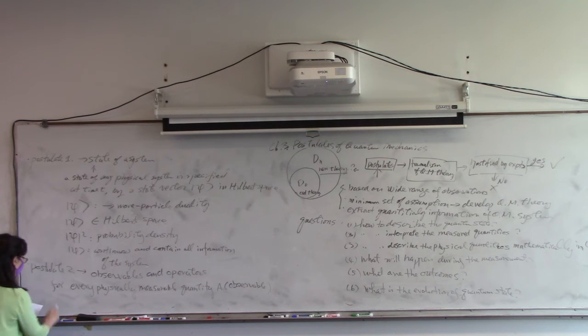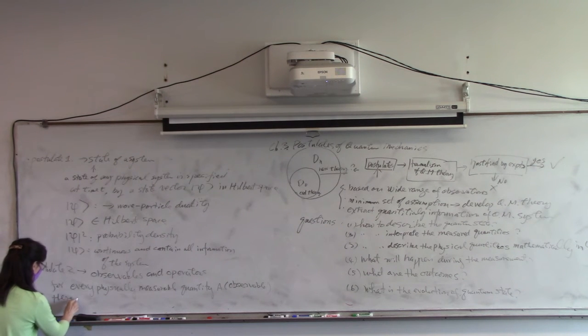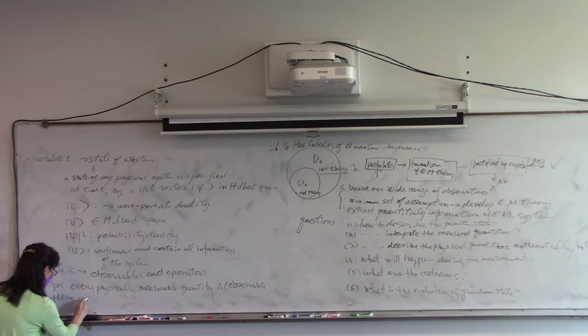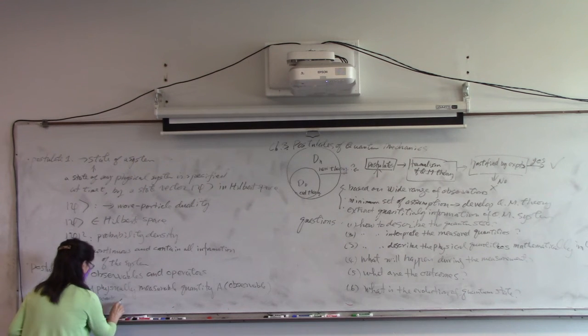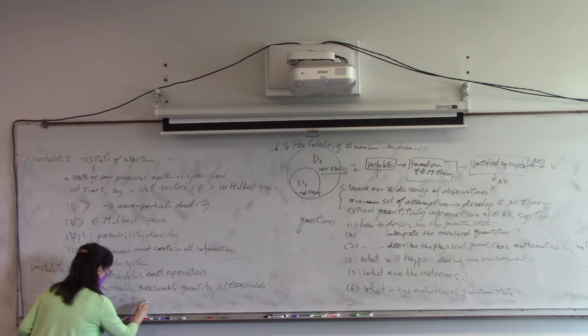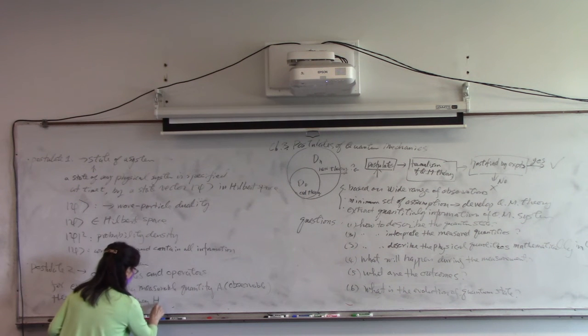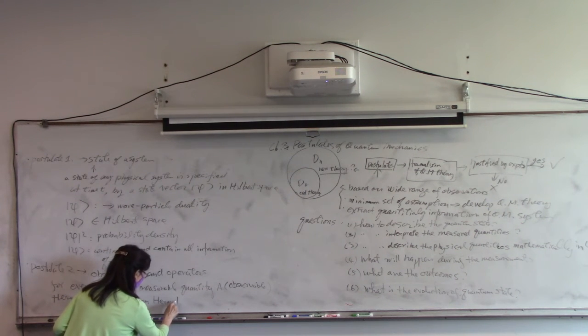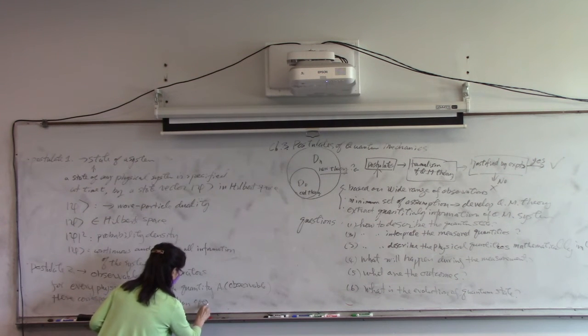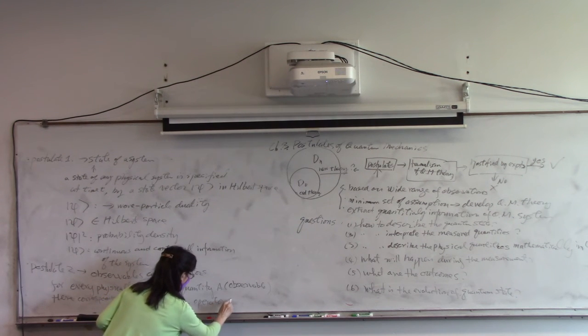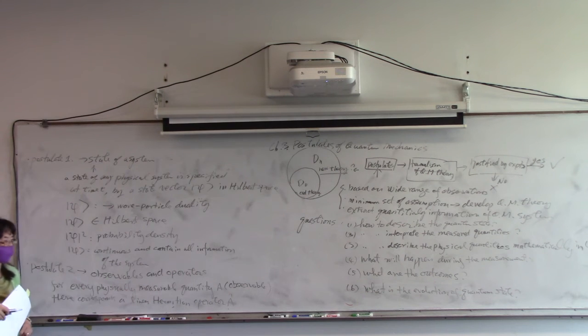For every observable there are three spots. Linear, Hermitian. So now you know what is Hermitian, right? Hermitian operator A. That is the relation between this.